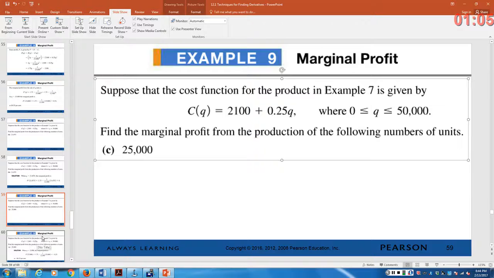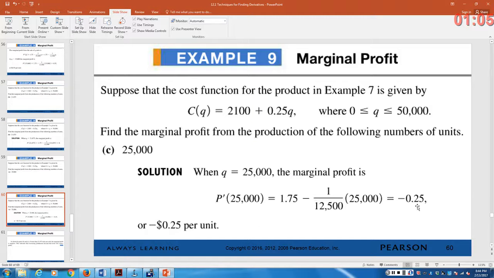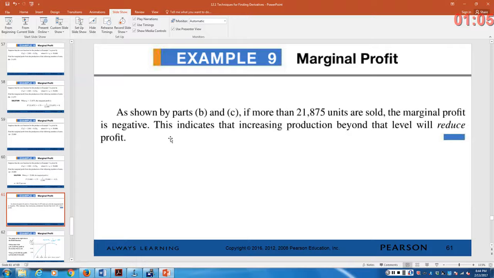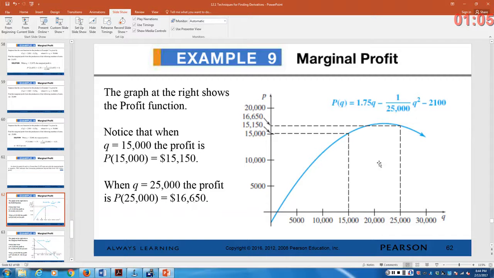And if you make 25,000 units, you are now losing money. You are losing profit at the rate of 25 cents per unit. So what we're looking at here is if you sell more than 21,875 units, your profit becomes negative, and that indicates production beyond that level is going to reduce your profit, and that would be a good thing to know: when should you stop producing anymore? When have you maxed out your profitability? And this is just a graphic representation of the same thing.